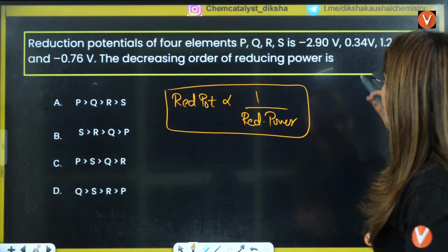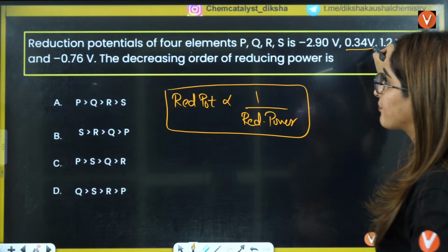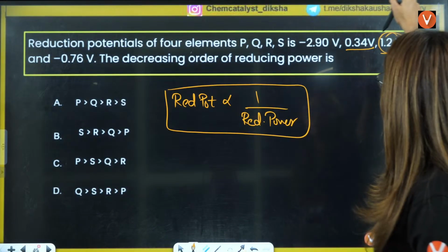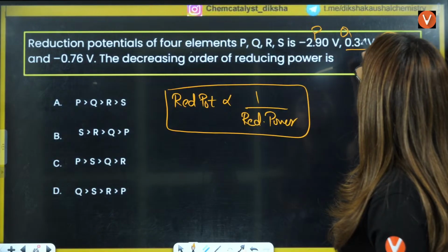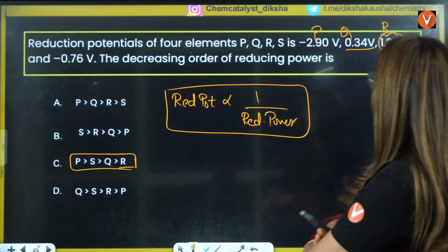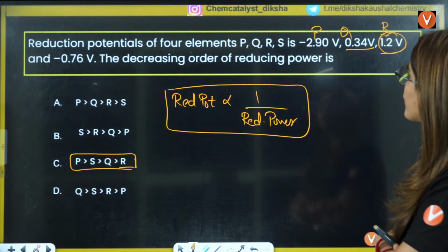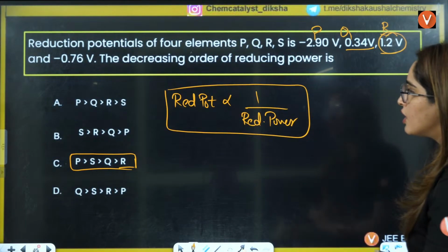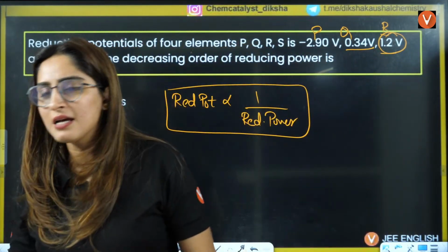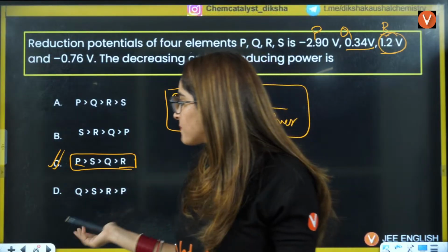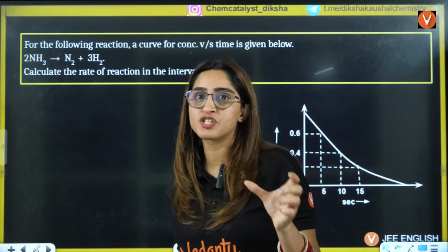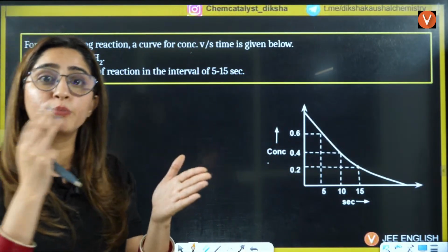That will be opposite. So the maximum value of reduction potential, that is this, is going to have the minimum reducing power. This is P, this is Q, this is R. R is going to have minimum reducing power, right? P, which has the minimum value of reduction potential, is going to have maximum reducing power, then P, and you can see the answer is C as the correct answer. If no other option is there, that means tick that option only, right? Just know what the relation is. If they ask me oxidizing power, that will be directly proportional.